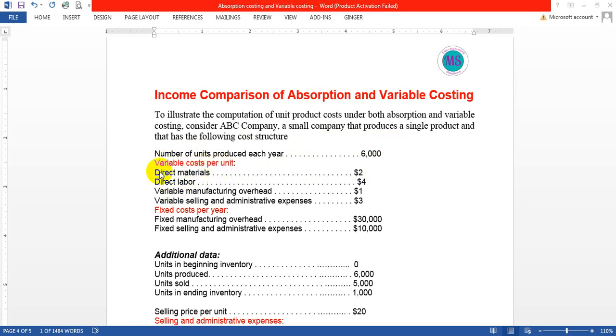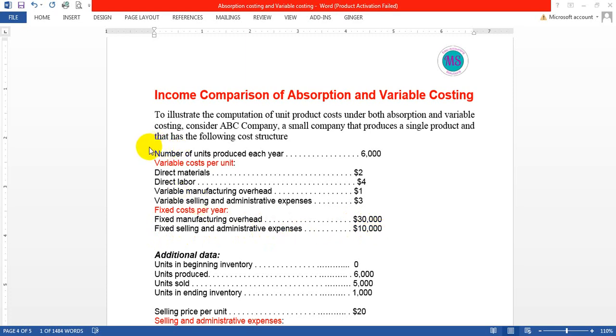Variable cost per unit: direct material $2, direct labor $4, variable manufacturing overhead $1, variable selling and admin expense $3. These all are per unit costs, right? Fixed cost per year: fixed manufacturing overhead $30,000, fixed selling and admin expense $10,000.